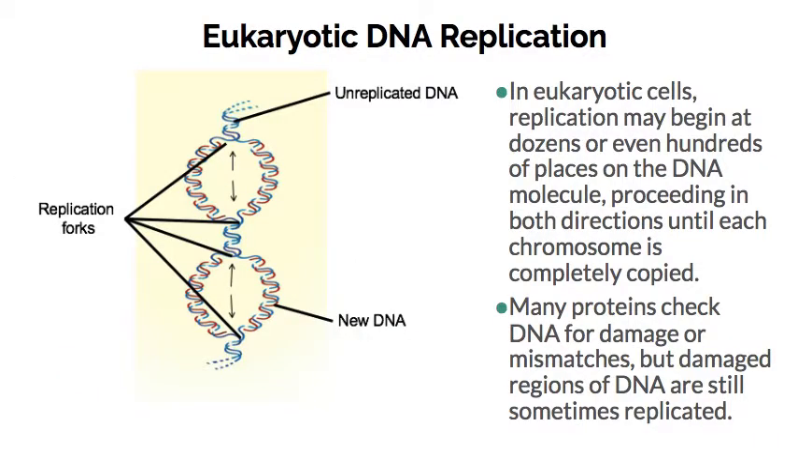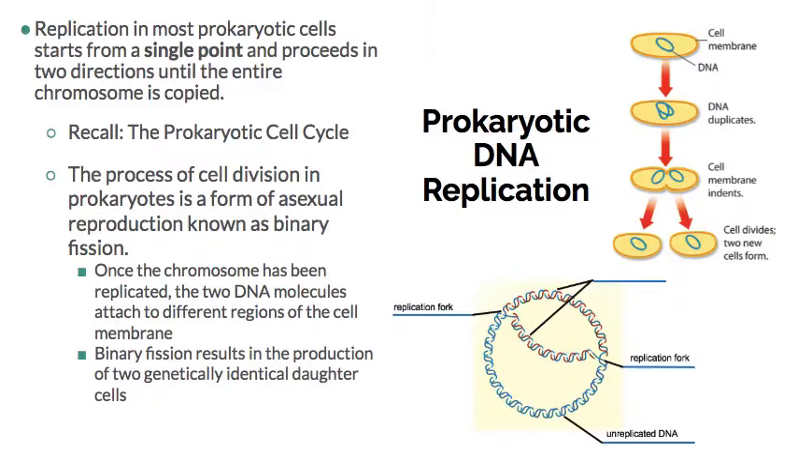There are some slight differences between eukaryotic and prokaryotic DNA replication. In eukaryotic cells, replication can begin at dozens or even hundreds of places along the molecule. Here we have one molecule of DNA. As that happens, it's going to proceed in both directions until the chromosome is completely copied. We have unreplicated regions down here, and all the forks are forming because replication can start at many different points. There are many proteins that check the DNA for damage or mismatches, but sometimes damaged regions of DNA are still replicated. That sometimes results in mutations, which we'll talk about in Unit 4.